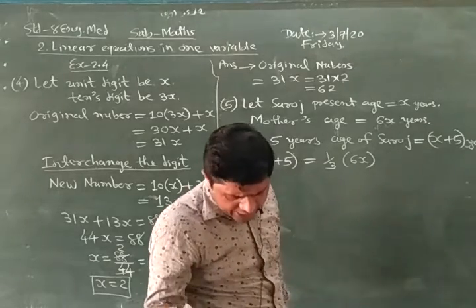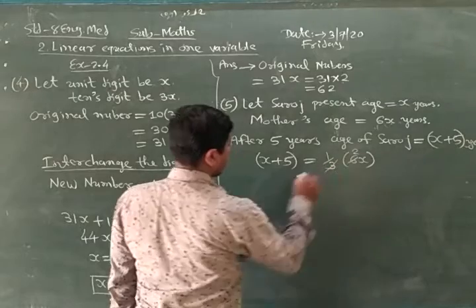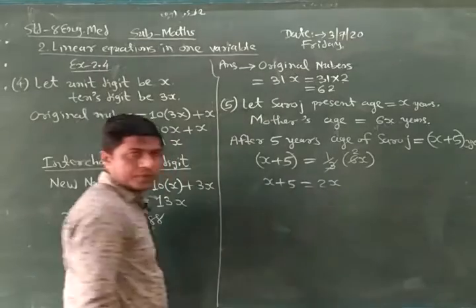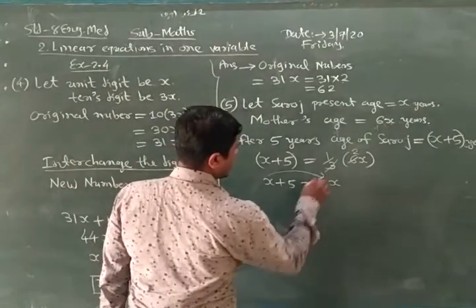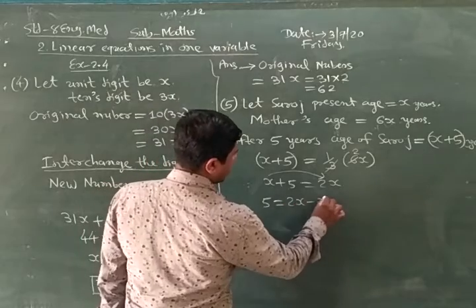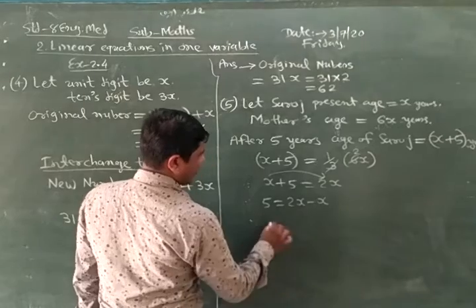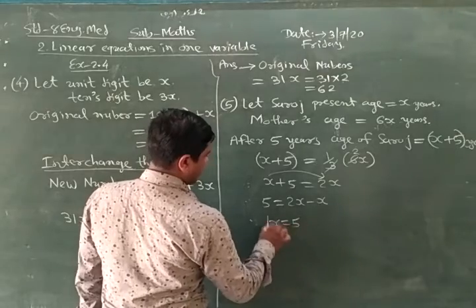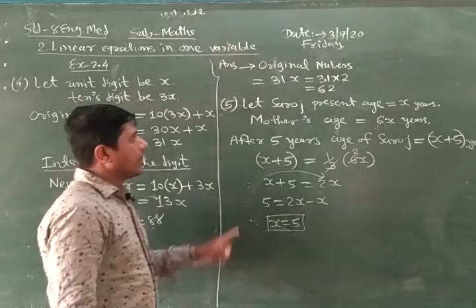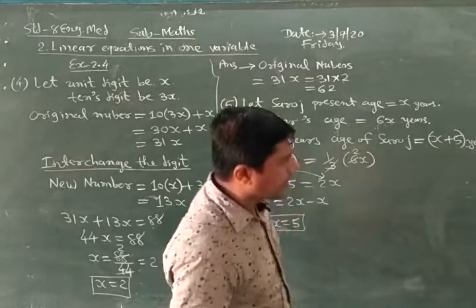We have to find both present ages. So first we cancel: 3 twos are 6. x plus 5 is equal to 2x. Now going this side, plus becomes minus: 5 is equal to 2x minus x. So 2 minus 1, so x is equal to 5. This is the value of x, but in the last we find out their present ages.